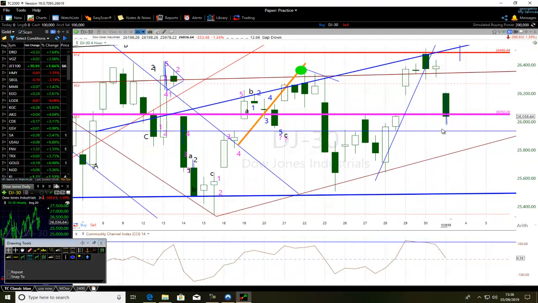So here it is, gap down. Its ultimate target level is this one here, okay? And there's a midpoint target here. It can turn around here. So that's why we need more information.